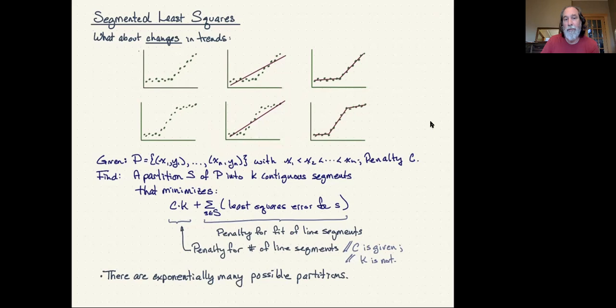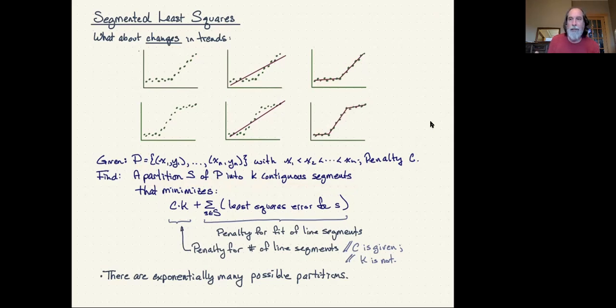Okay, so the problem to solve is this. We're given this set of points plus a penalty value C, and we'll see in a second what C is for. Our goal is to partition the set of points into k contiguous segments, right? So we can make 3 here, 2 here. So we have line segments that cover the full sequence of points, okay?